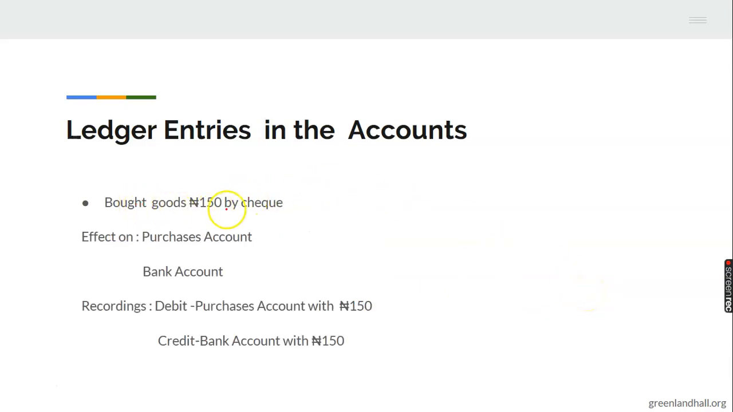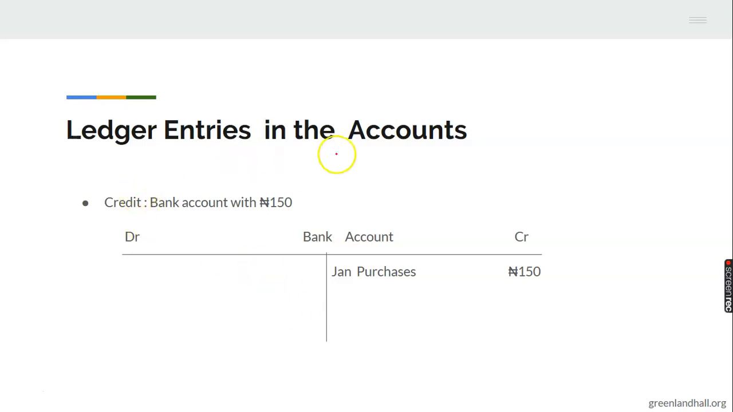Then bought goods worth 150 naira by check. So the effect will be on the purchases account and then the bank account. The recordings will appear as shown here. Debit the purchases account with 150 naira and then credit the bank account with 150 naira.